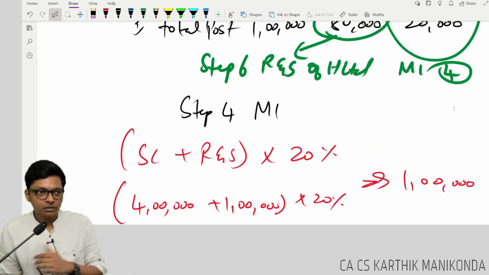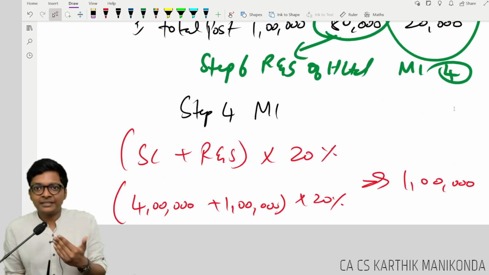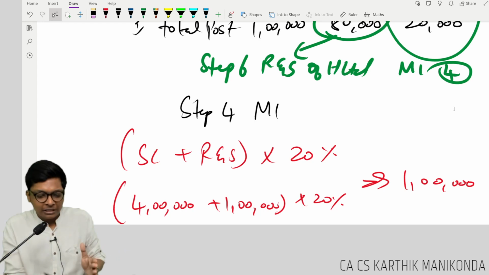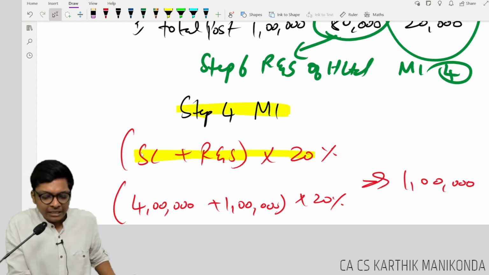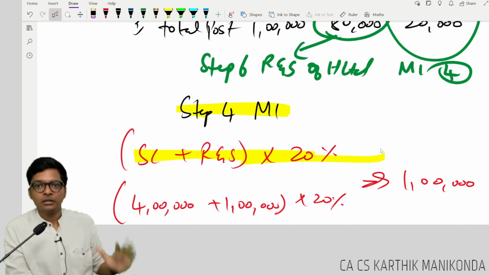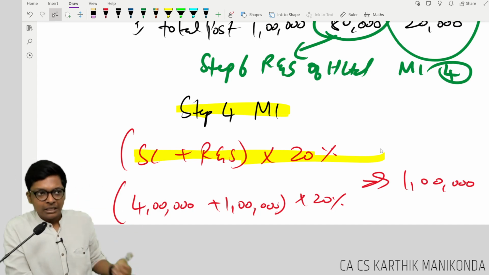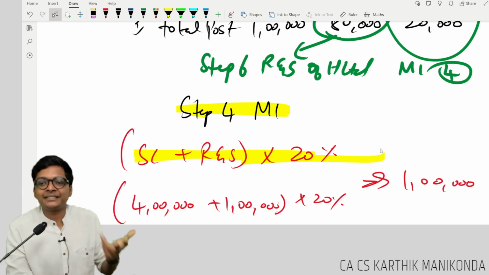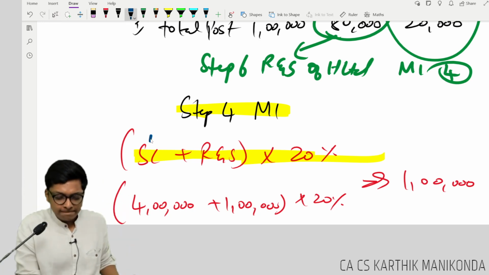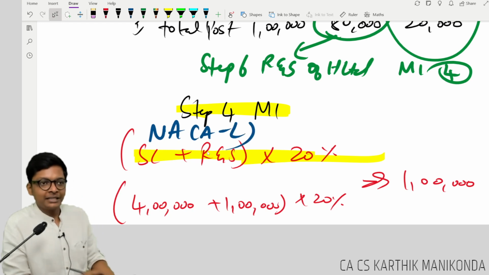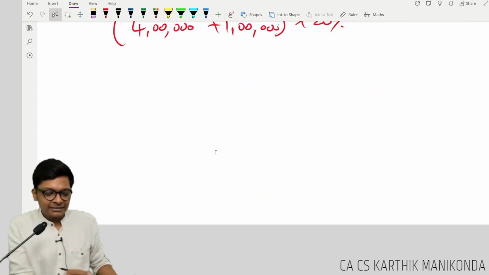Are you understanding? See, don't use a step in every sum. Sometimes a question will be a 2-mark question: compute minority interest. For that, you don't have to do full pre, post and all. Straight away you can apply logic, because what belongs to minority is 20% of the company, which is nothing but net assets. Sometimes they will not give share capital and reserves. How to compute? Net assets, which is assets minus liabilities. Done, guys. Next, step 5.